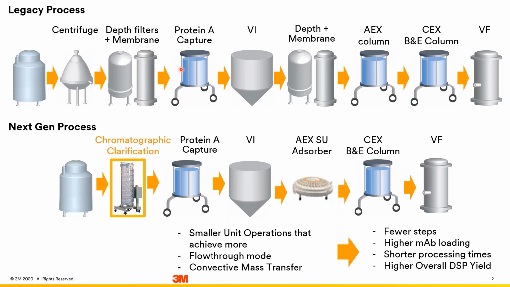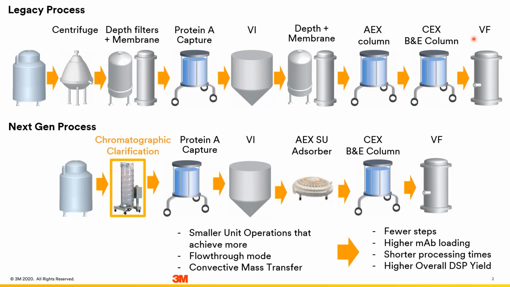Then it's on to the capture, which is done by protein A chromatography, followed by viral inactivation by low pH hold. That viral inactivation usually causes some turbidity, which is then passed through a depth filter in order to remove that turbidity, and the membrane, and then it's on to the polishing chromatography columns. So this is the anion exchange flow-through column and the cation exchange binding loop column, and that's followed by viral filtration. All of you, I'd imagine, will be very, very familiar with this process.